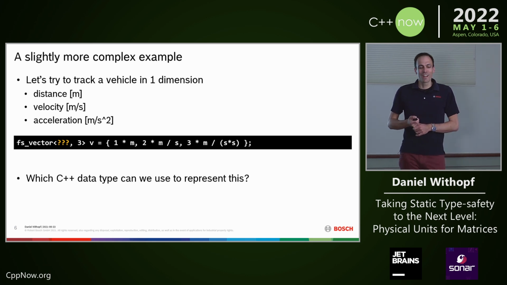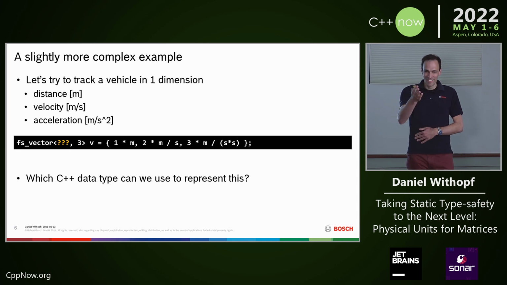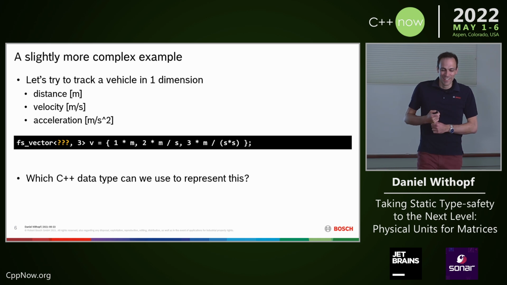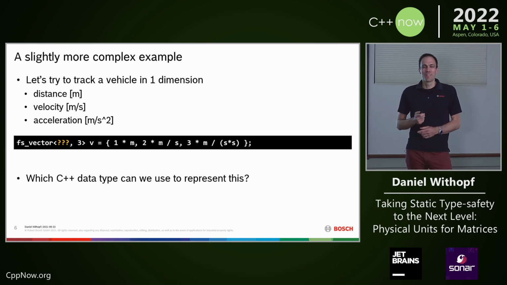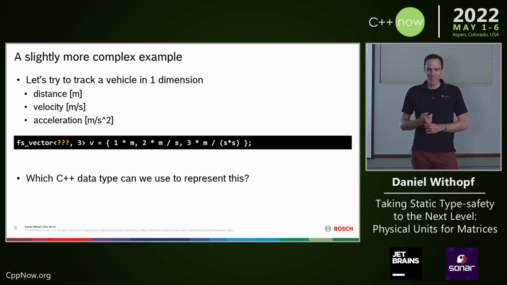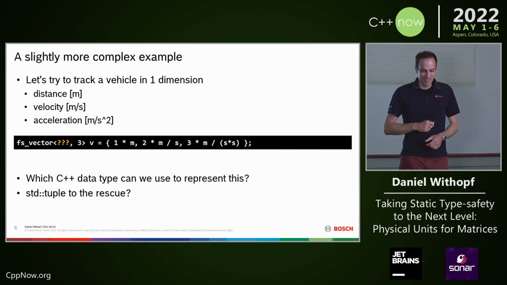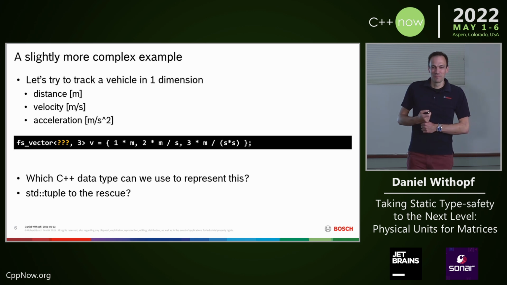Well, you already answered the next question. Fedor, he said that's not a vector, it's a tuple. So my question would be, which C++ data type can you use to represent this? Fedor? Sorry, it's a tuple. No, perfect. Yeah, it's the tuple to the rescue. That's the next idea that you usually have.